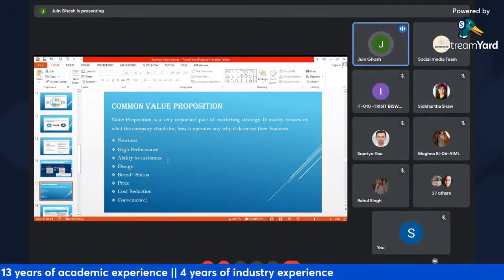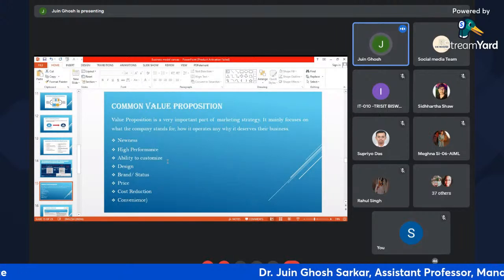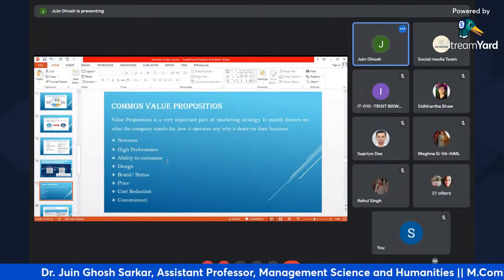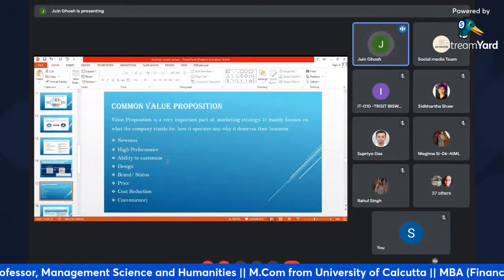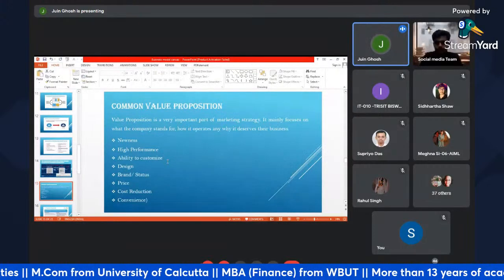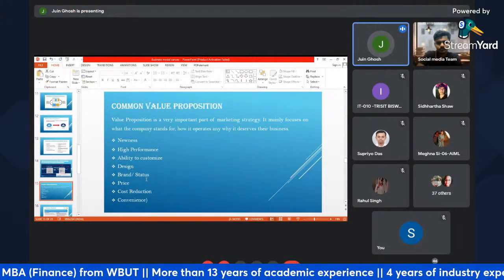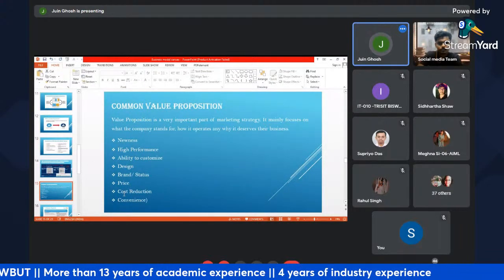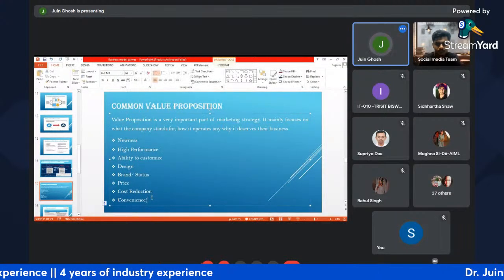Since this is a flexible business model, nowadays, due to the changing environment, the business front is frequently changing, right? So the model should be flexible enough. Alternative paths should be ready. If one goes on at a loss for a longer time frame, it should be flexible enough to switch to the next option. So ability to customize, design, brand and status, price, then comes cost reduction and convenience.